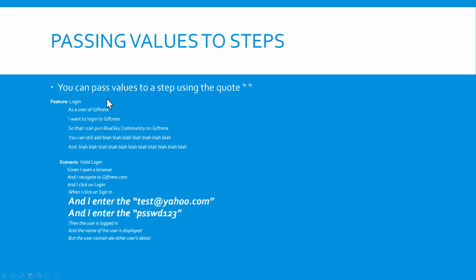So, in your SpecFlow, you can pass different arguments. How do you pass different arguments? You can do that using quotes. Let's say you want to pass your username and password. You can say, given, enter the, and you just put your username there and enter that particular password. So that is one way to do that.